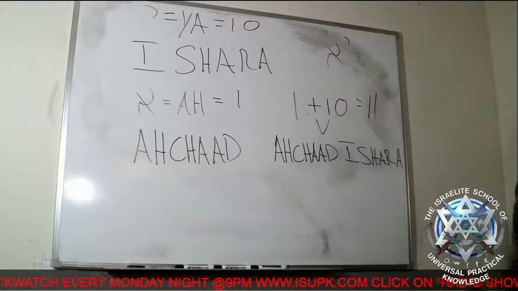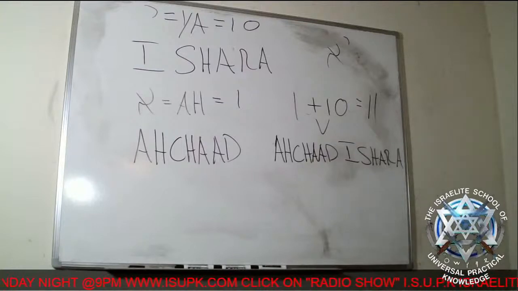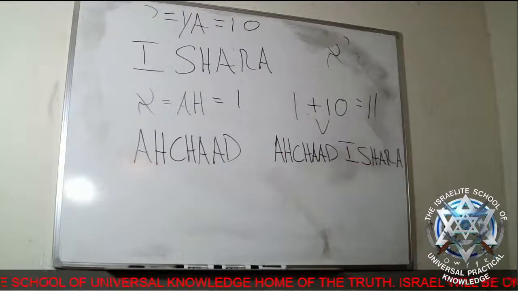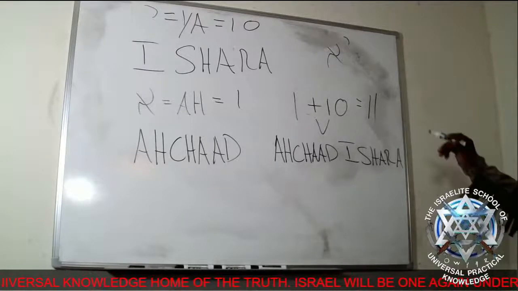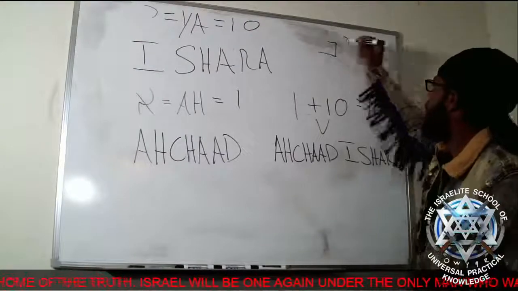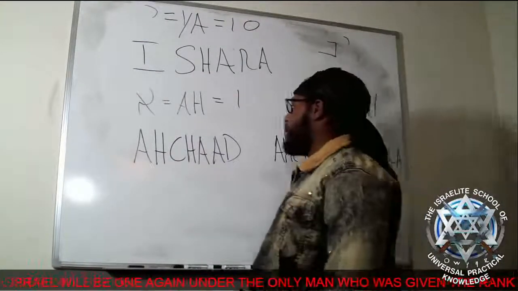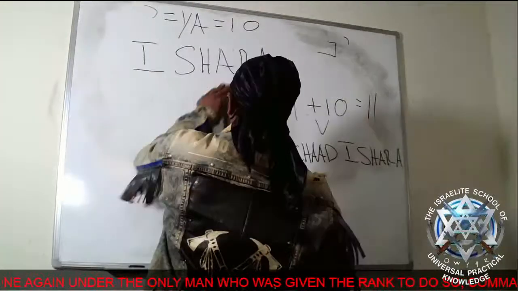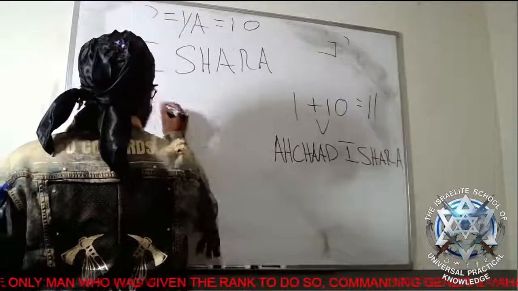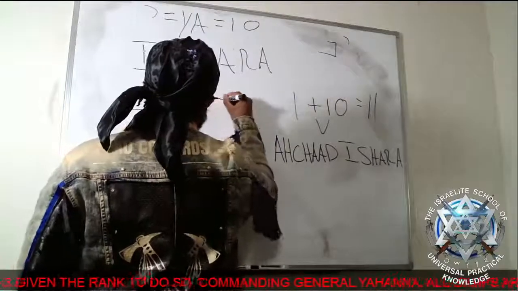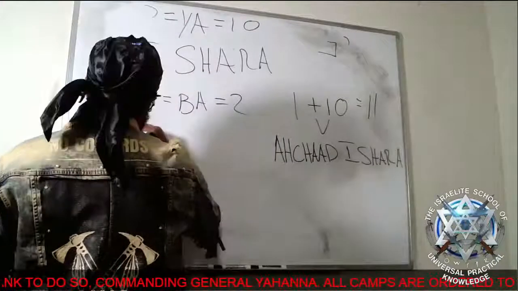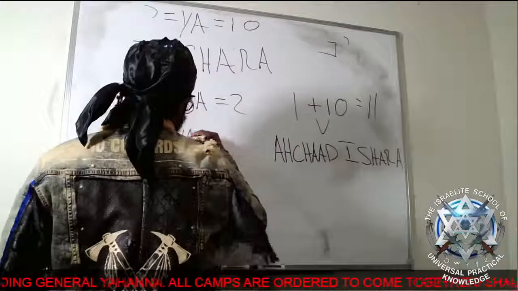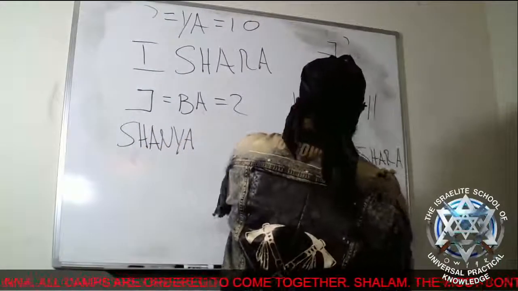You do this very same concept to get the number 12. But instead of Ah, because Ah is 1, you get the letter Ba. Because Ba has a numeric value of the number 2. So the number 2 in Hebrew is what? Shanya.